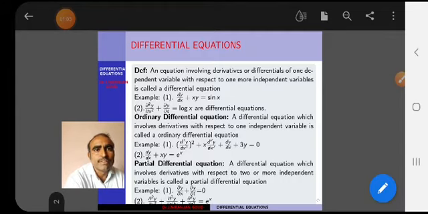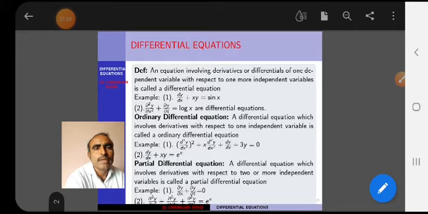There are two types of differential equations. First one is the ordinary differential equation. Second one is the partial differential equation. An ordinary differential equation is a differential equation which involves derivatives with respect to one independent variable.